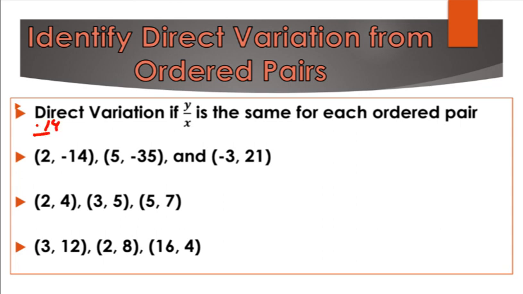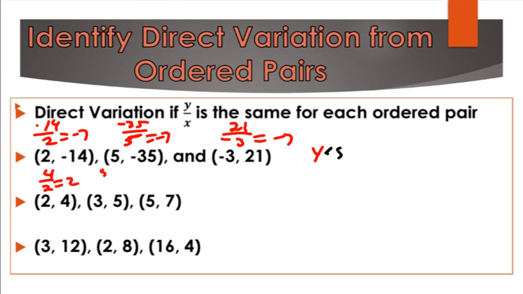So -14 divided by 2 gives us a -7. -35 divided by 5 equals -7. 21 divided by -3 equals -7. So yes, they're all the same. That is direct variation. Next one, 4 divided by 2 is 2. 5 divided by 3 is 5/3. 7 divided by 5 is 7/5. I can't reduce those anymore. They're not the same, so no, it's not direct variation.